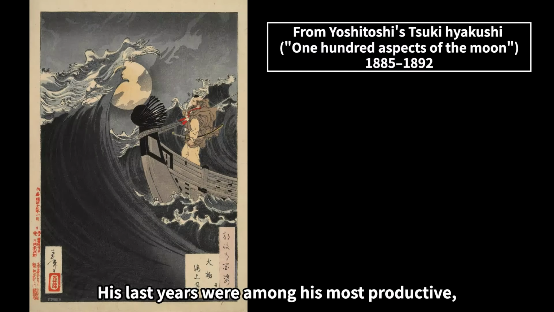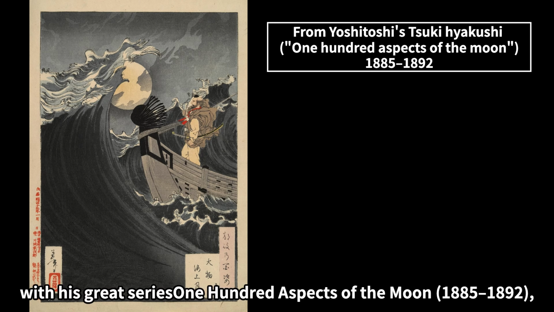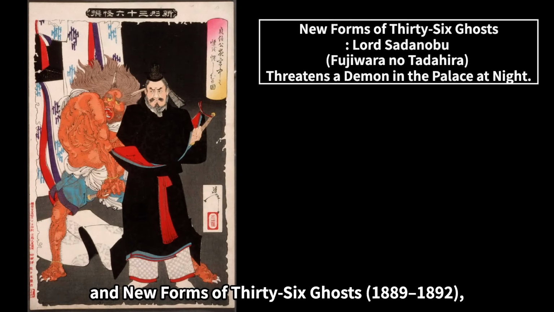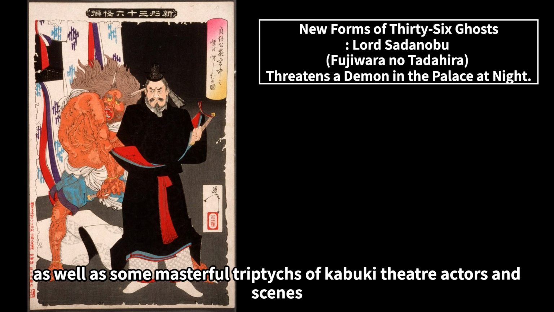His last years were among his most productive, with his great series One Hundred Aspects of the Moon and new forms of Thirty-six Ghosts, as well as some masterful triptychs of kabuki theater actors and scenes.